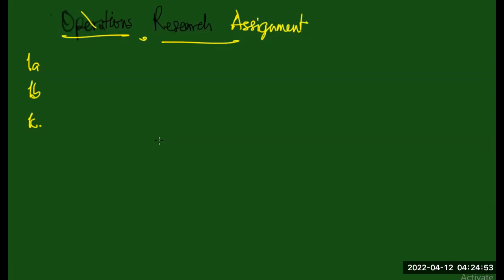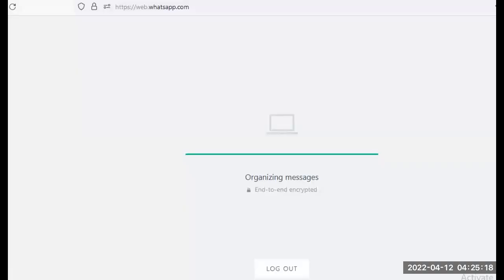Okay, there are actually 2 types of solution. There is the initial basic feasible solution, and there is the modified distribution, right? So let me see whether my WhatsApp is on. It's still not on. I'll just have to refresh it.